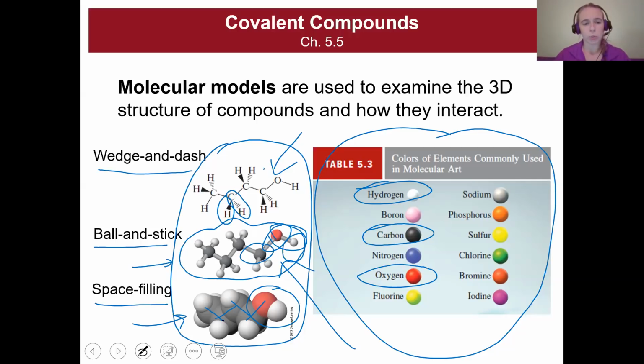So it depends on what you want to look at, what kind of model you would want to use. If you want a realistic version of the volume of the molecule, then I'd use the space filling. If you want to look at different bond angles and bond lengths, then I would look at the ball and stick model. And if you just want to know what the structure is, I would probably use the wedge and dash version, because then you can see all of your atoms and you don't have to remember different colors or anything. They're just labeled right there for you.